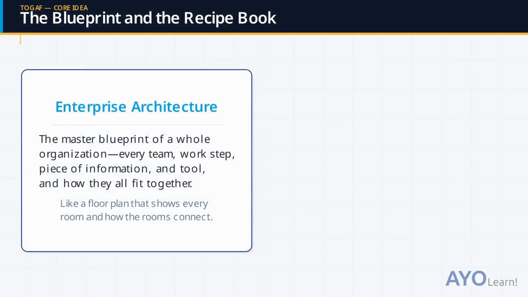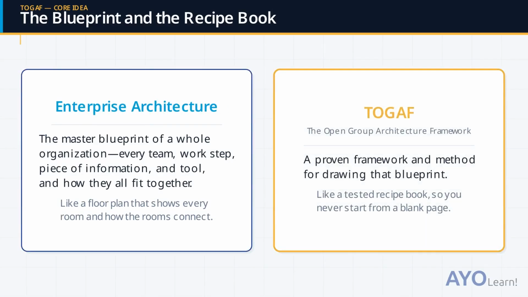Enterprise architecture is the master blueprint of an organization. Every team, step, piece of information, and tool, and how they all fit together. TOGAF, the Open Group Architecture Framework, is a proven recipe book for drawing it.